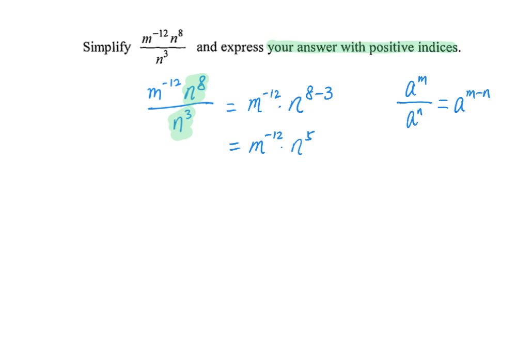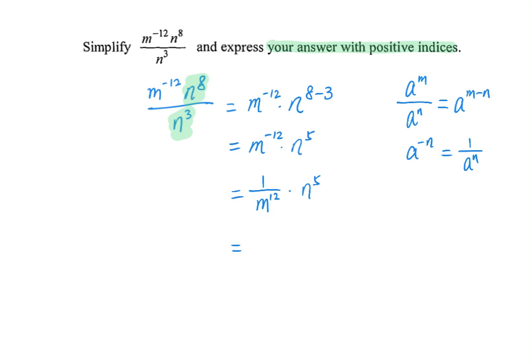So here, one power is negative 12, another power is positive 5. We need to express our answer with positive indices. So the power negative 12 cannot stay, we need to change it to positive. So we need to apply a to the power negative n equals 1 over a to the power n. So we have m to the power negative 12 equal to 1 over m to the power positive 12, times n to the power 5.